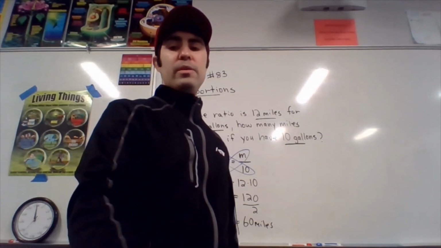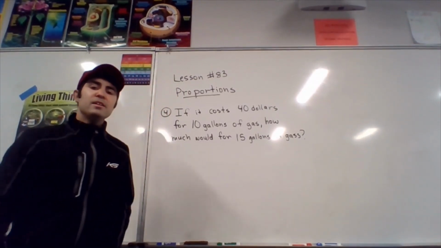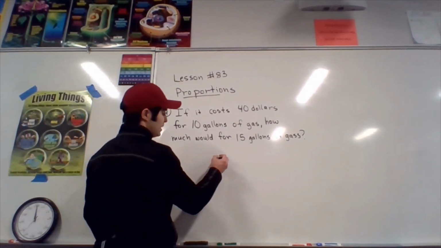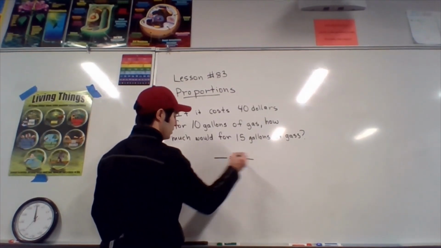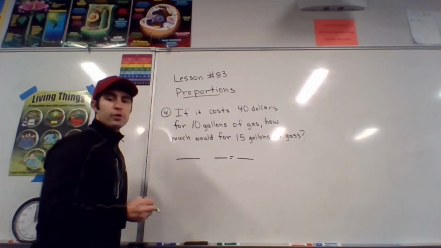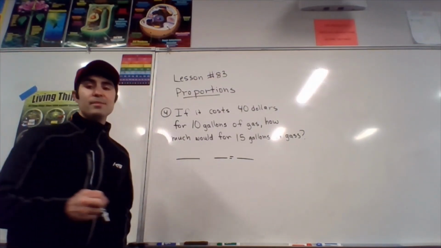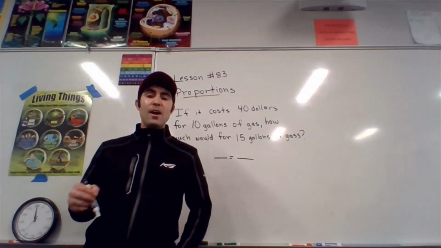Let's have you guys try one. Alright, so before you pause this and try this by yourself, first thing you always write down is fraction bar equals fraction bar, and then leave a spot for your word ratio. That's the ratio made out of words. Okay? Pause. Alright, welcome back.